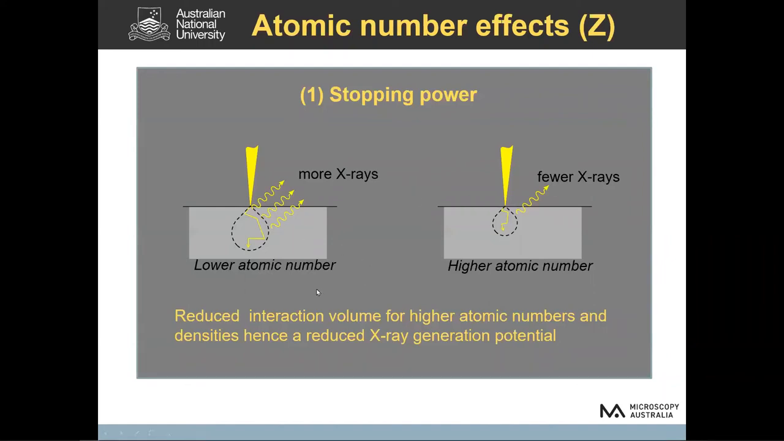And so if we look at the atomic number alone, if we have a higher atomic number, the interaction volume will be smaller. If we have a lower atomic number, the interaction volume will be bigger. So if there's more scattering at lower atomic number, we can generate more X-rays. If the interaction volume is smaller, we have fewer X-rays. So that alone will change the ratio of the X-rays that we generate for any given element.